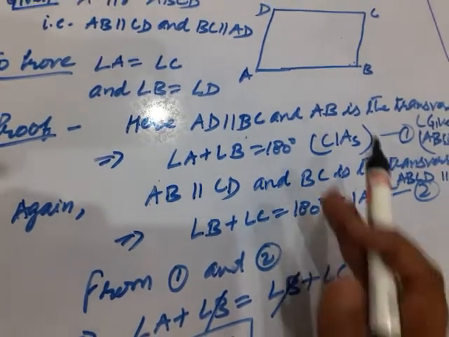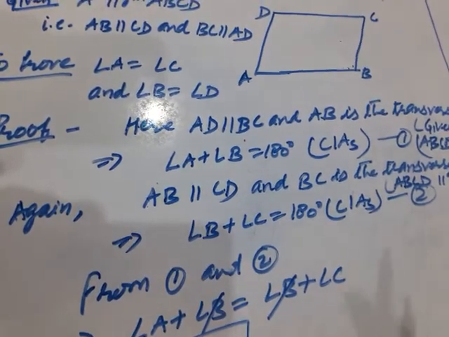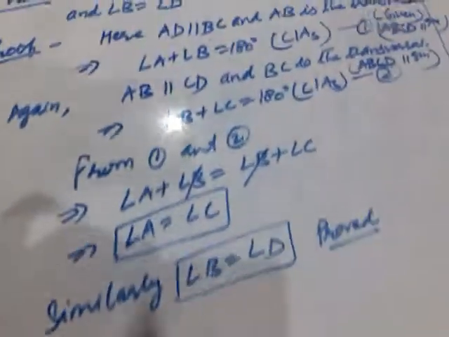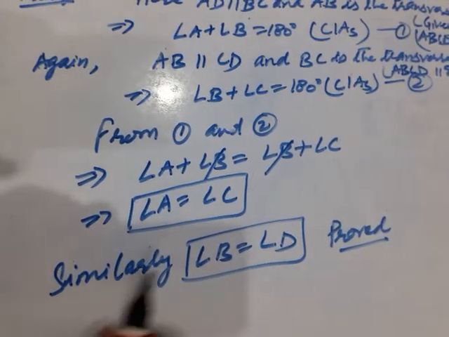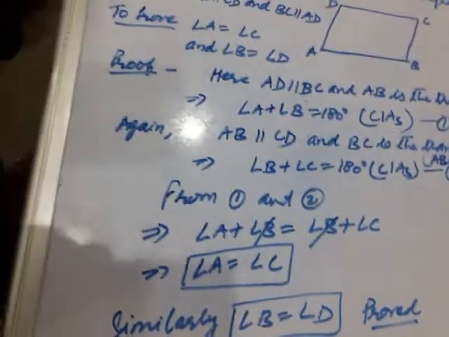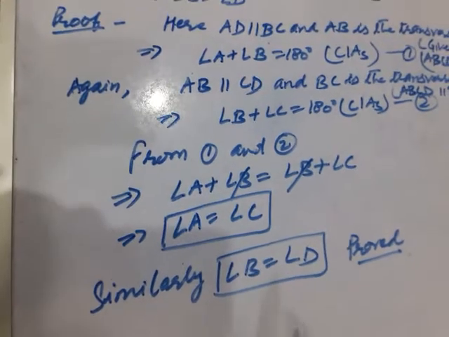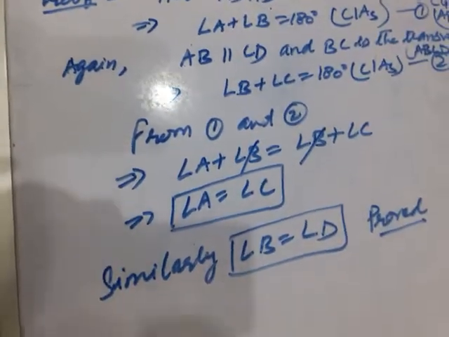Now from 1 and 2, you see that the right hand sides are equal, so the left hand sides will also be equal. So angle A plus angle B equal to angle B plus angle C. Angle B and angle B got cancelled together. Angle A equal to angle C. Similarly, angle B equal to angle D. Now see, this theorem 8.4 is over. What is theorem 8.5?